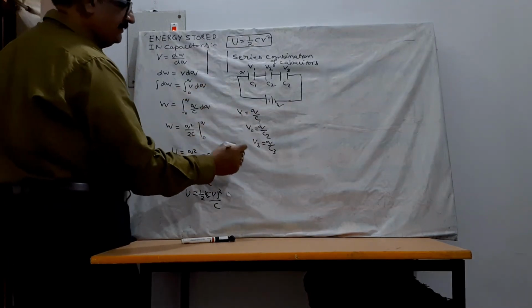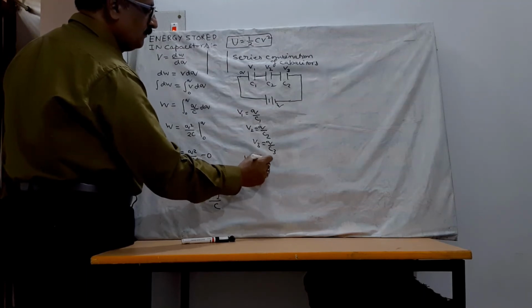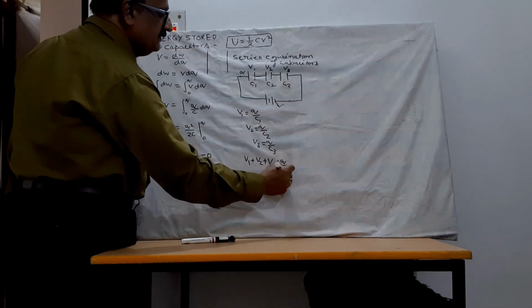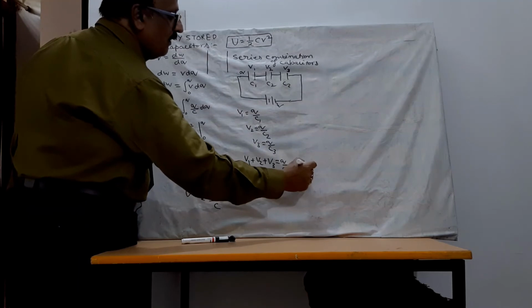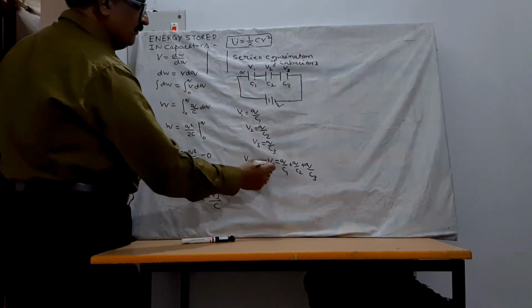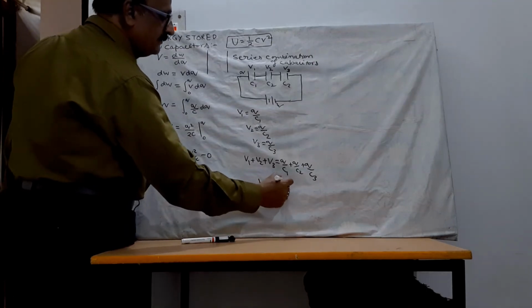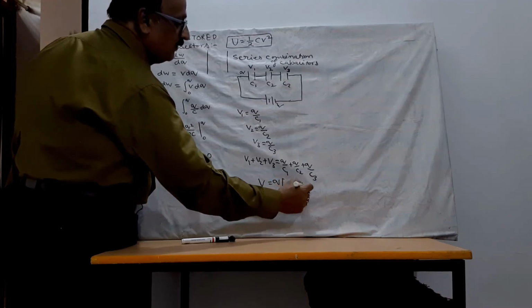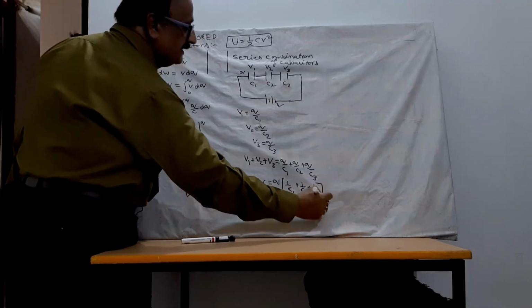If we add all these three equations, then V1 plus V2 plus V3 will be equal to Q upon C1 plus Q upon C2 plus Q upon C3. V1 plus V2 plus V3 is total V. Q is common: 1 upon C1 plus 1 upon C2 plus 1 upon C3.